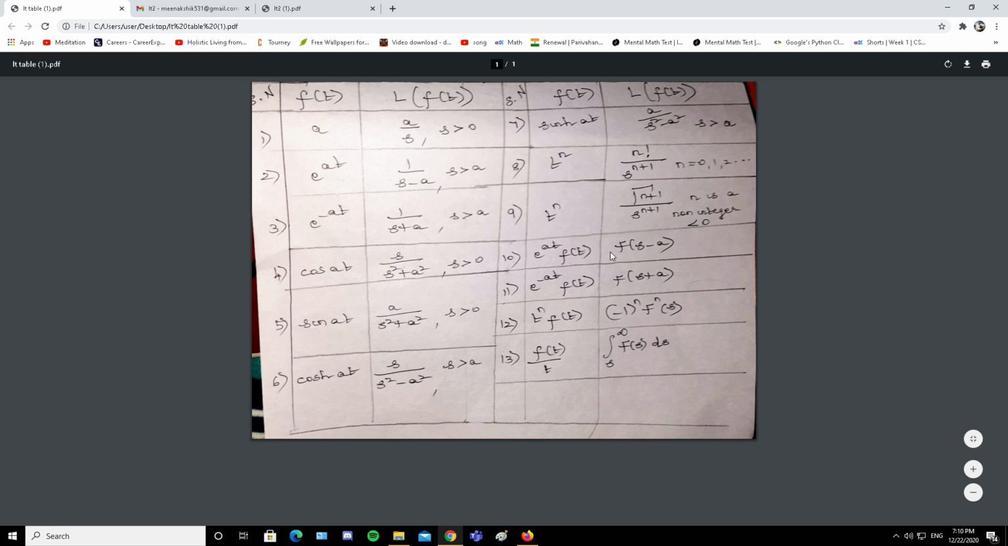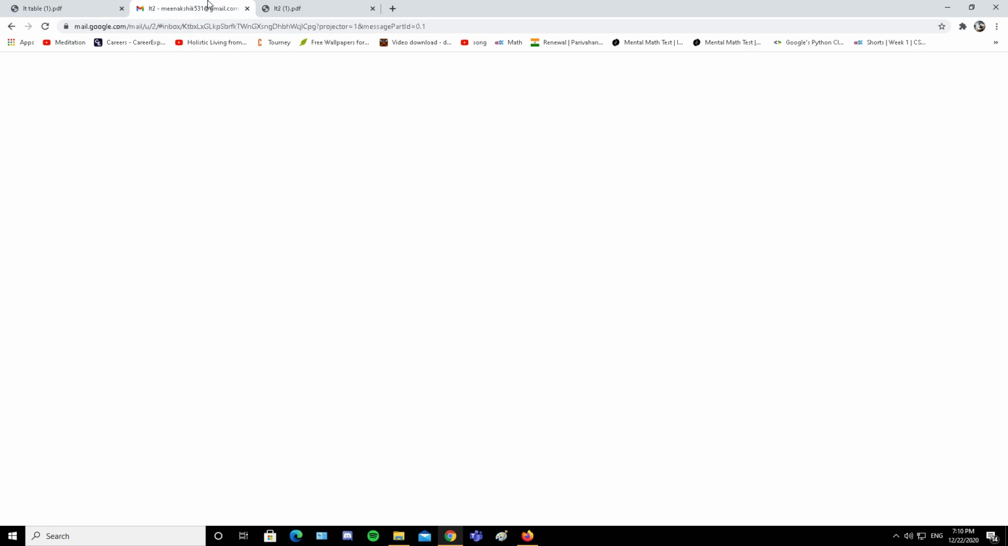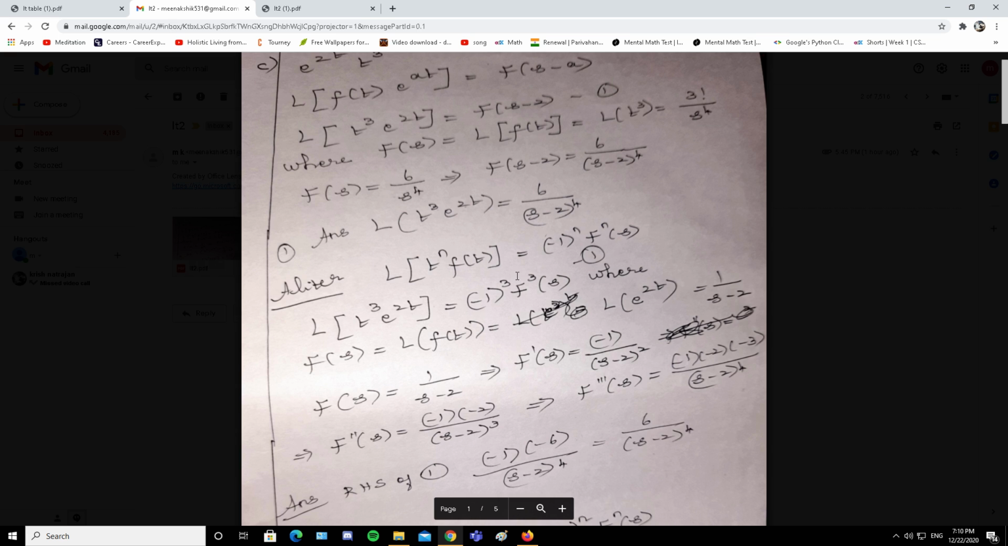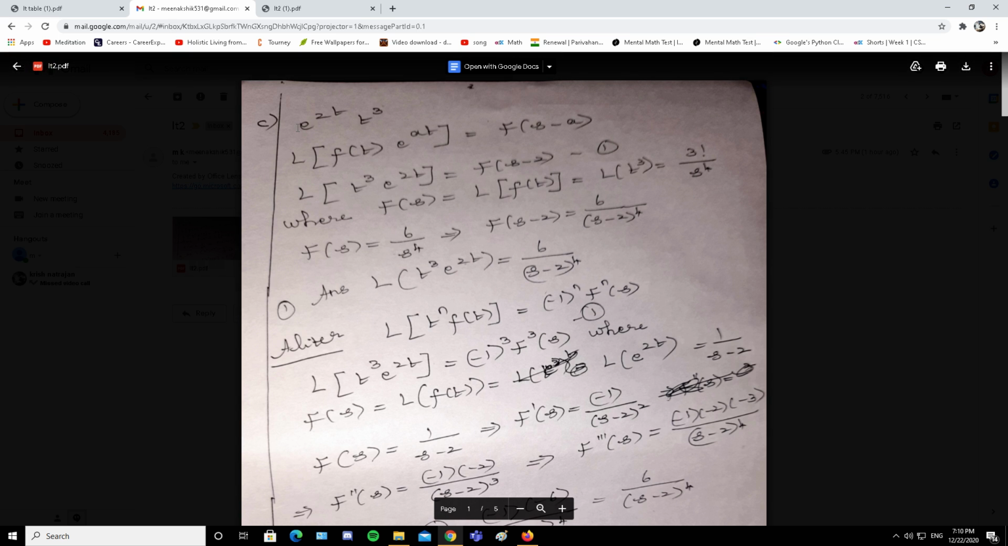I discussed two problems in the previous video. I am continuing with some more problems in this lecture. So here, the third question: we have to find Laplace of e power 2t t cube. So you have to find the Laplace of the product.